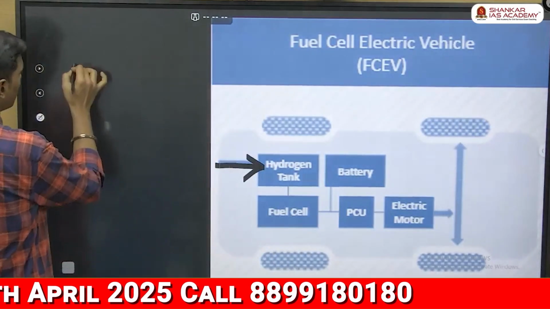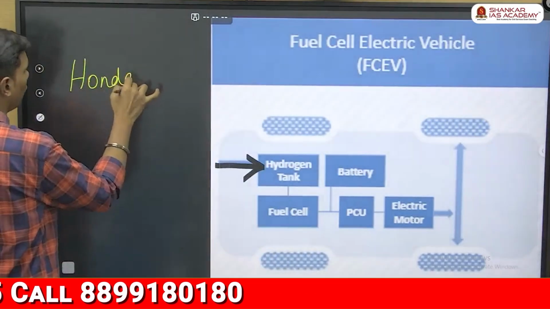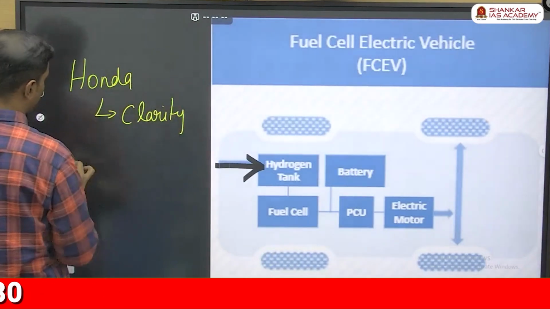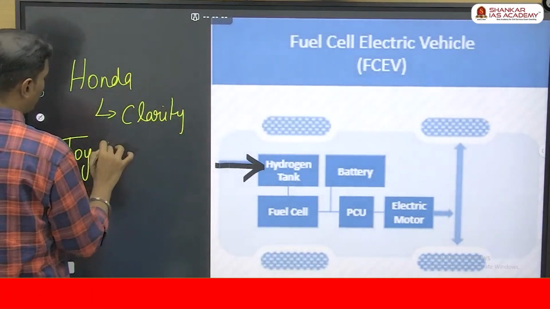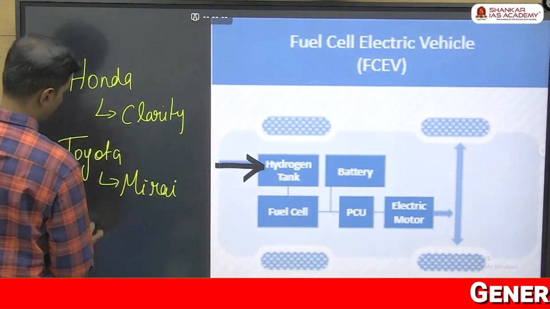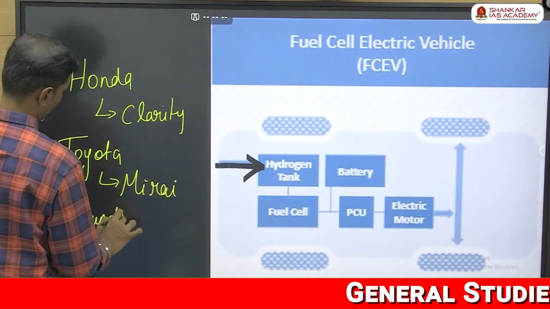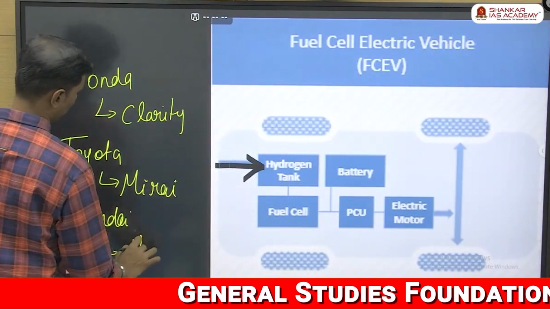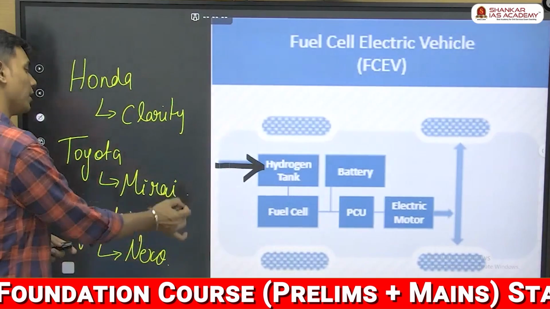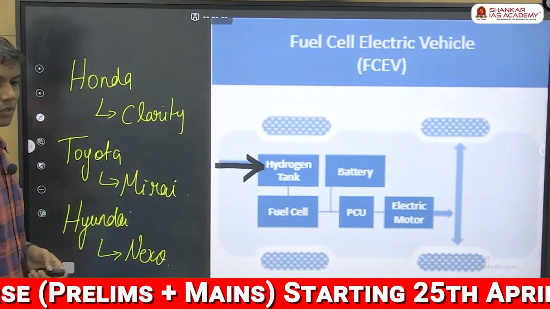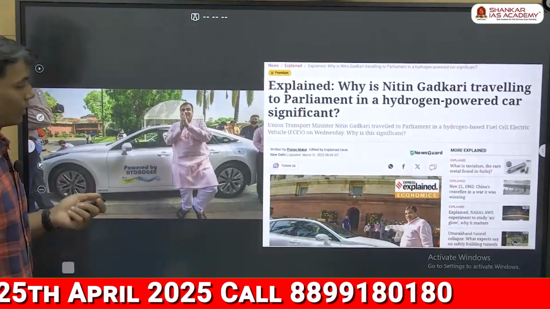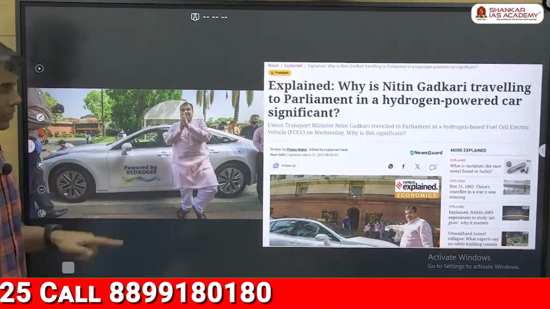Some of the familiar examples: Honda has something called Clarity. Then Toyota, most famous model across the world right now is Mirai. Then Hyundai has something called Nexo. These are some of the examples. So Mirai you can see often closer to Parliament, because the Union Road Minister, Nitin Gadkari, he owns a vehicle powered by hydrogen.